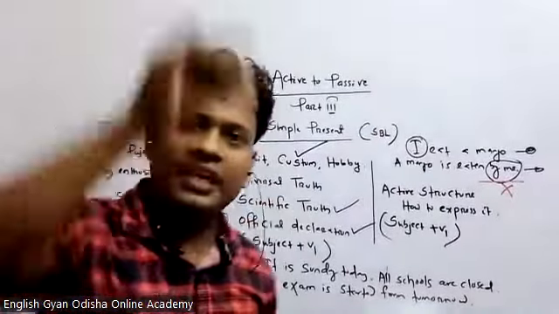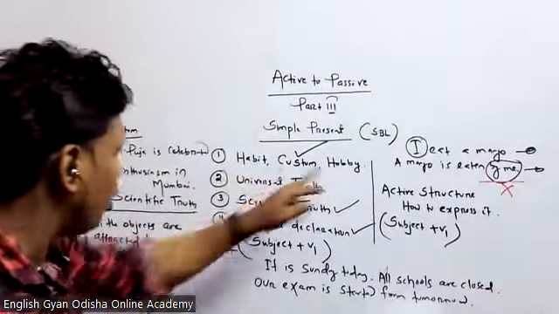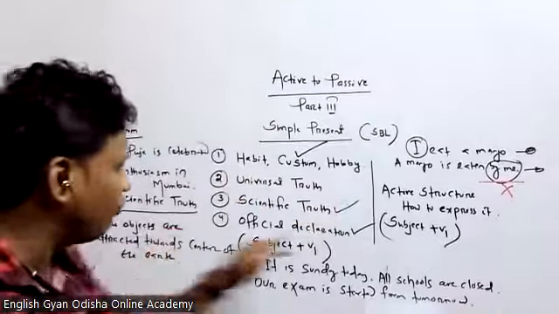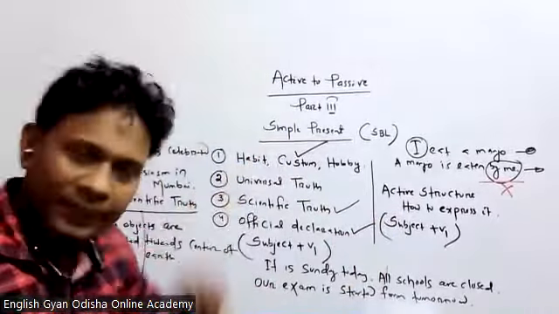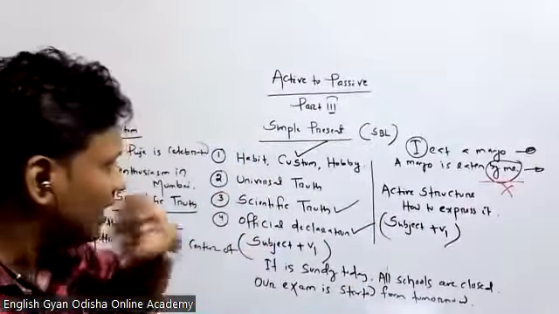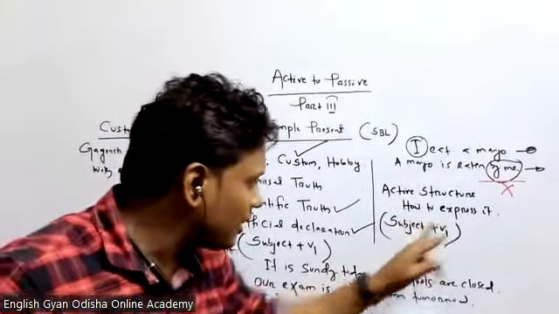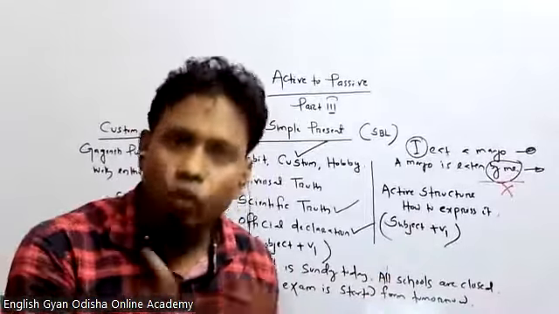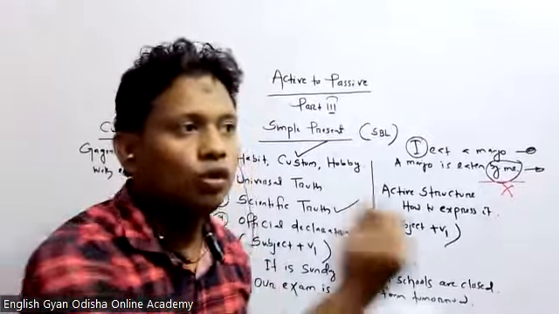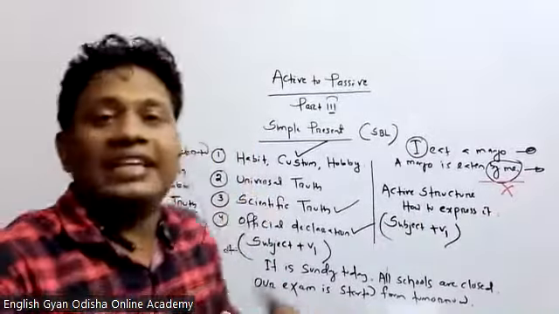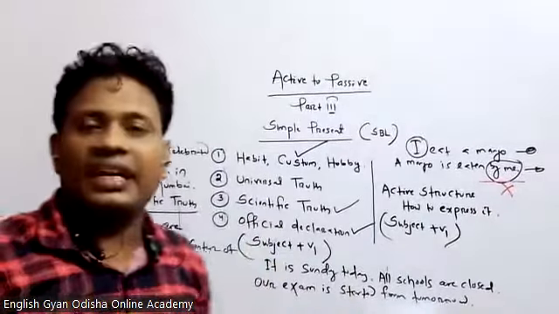Let me tell you that in four situations you can use the simple present: habit, custom, hobby, universal truth, scientific truth, and official declaration. These are the structures you can use in simple present. The structure I have already given you is the active structure: subject plus V1. I go there. My parents wake up at 6 o'clock. I go to school. The sun rises in the east, a scientific truth, and official declarations are like this.